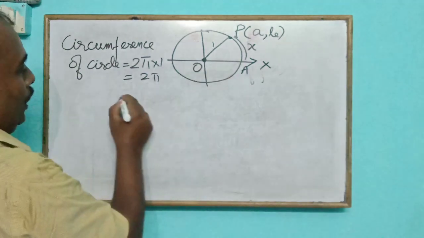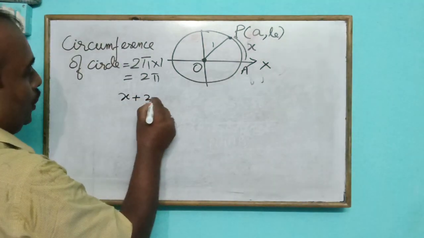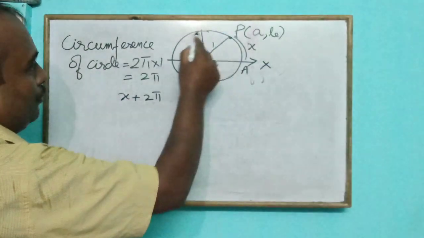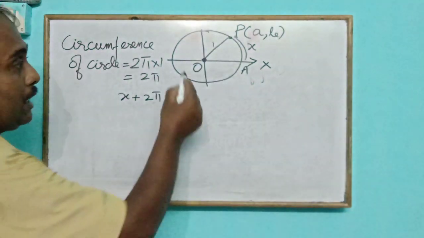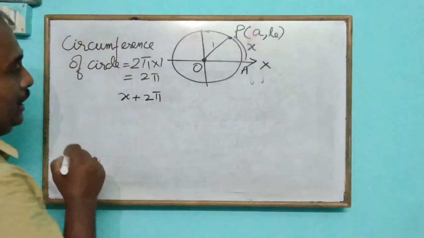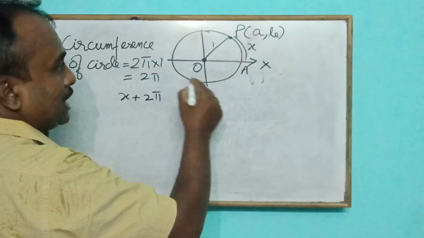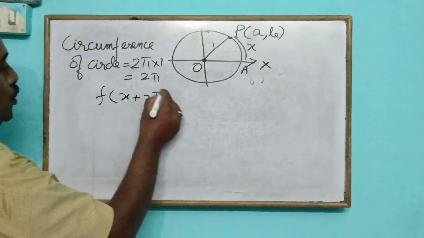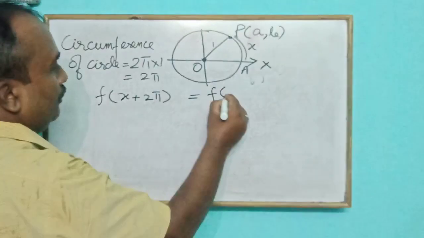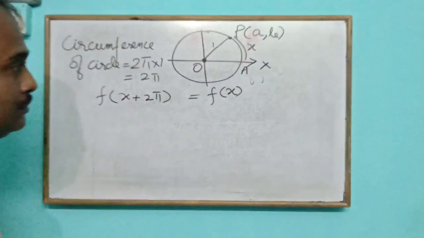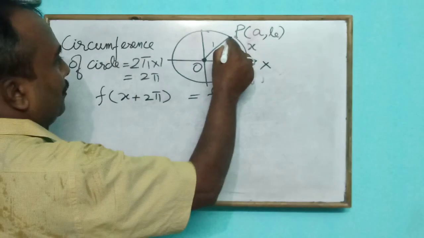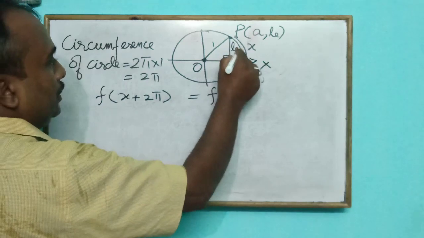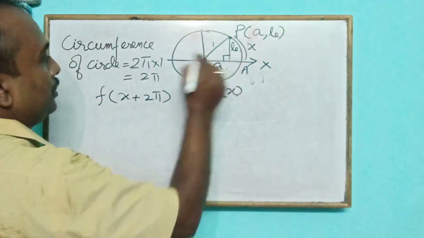So x plus 2 pi I have covered. That means if I start from P and move a distance of 2 pi, I come back to the same point P. If I come back to the same point P, that shows that the function f of x plus 2 pi is same as f of x. In that case, if I draw a line perpendicular here, then this is B and this is A.